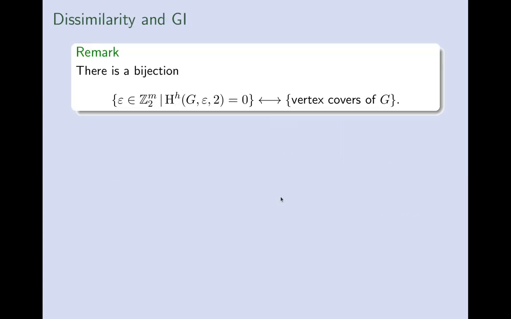Okay. I said before that the vertex cover number gives us a bound on the dissimilarity between 2 graphs, but in fact more is true.